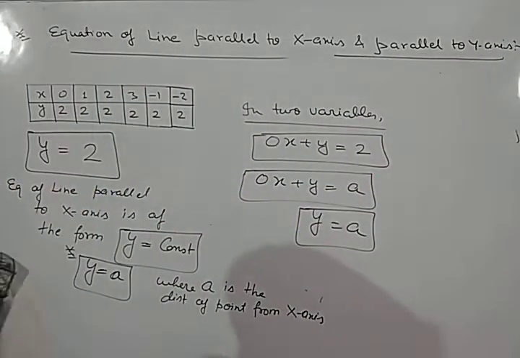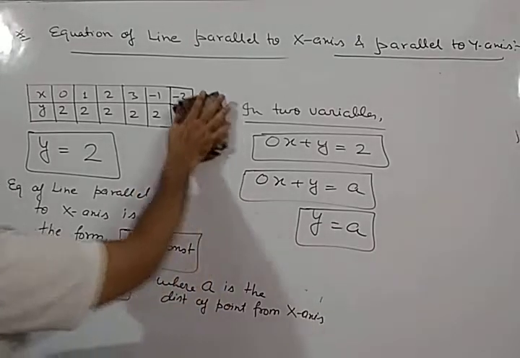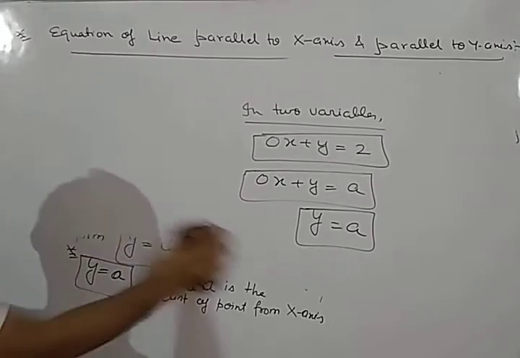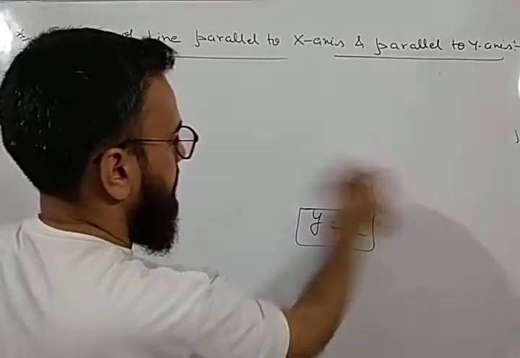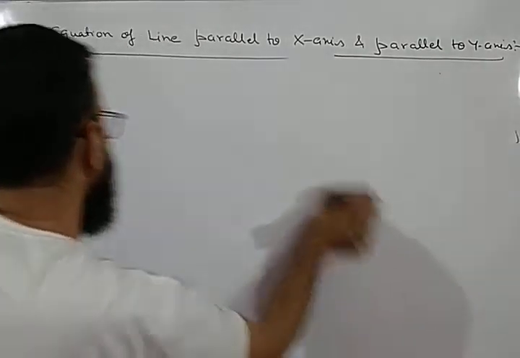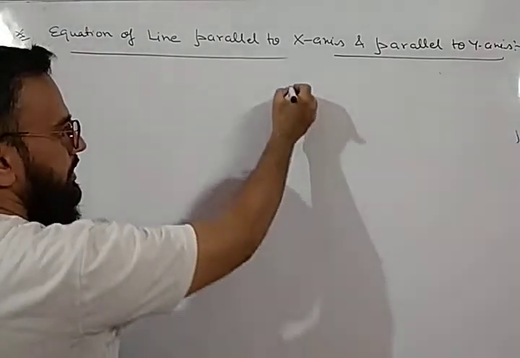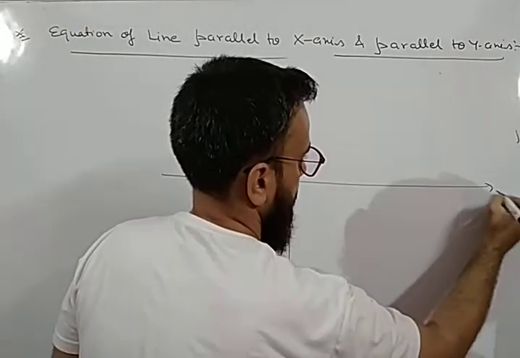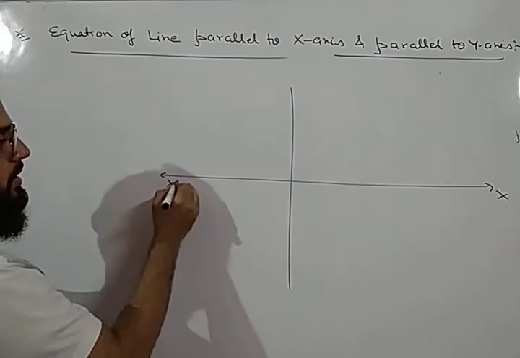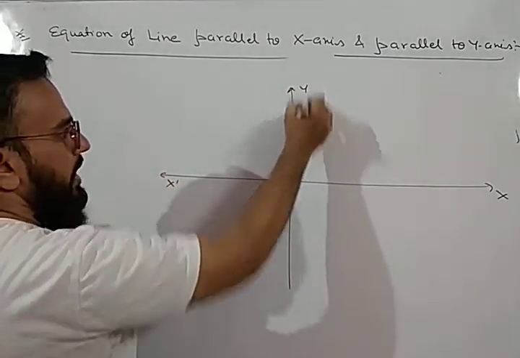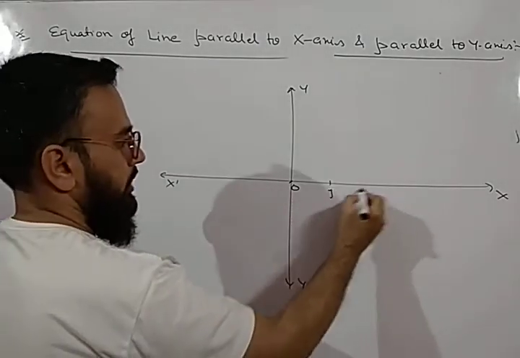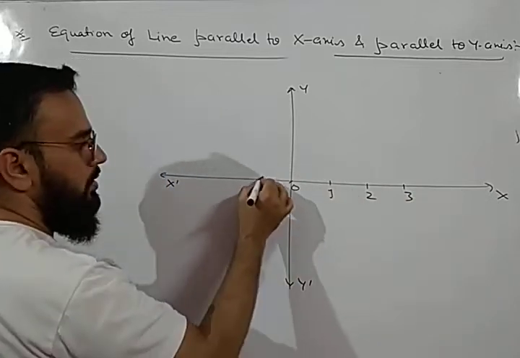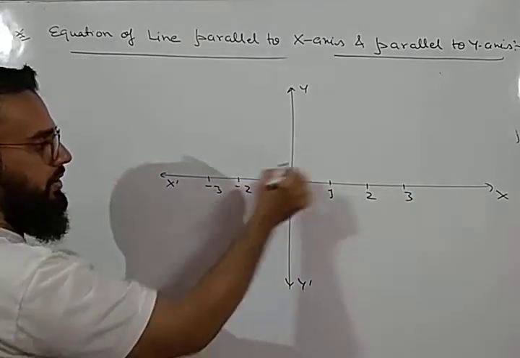Now we come to the equation of a line which is parallel to the y-axis. Again, let us take another example. Any line which is parallel to the y-axis. So again, let us consider this is our coordinate axes: the x-axis, the negative x-axis, the origin, the y-axis, and the negative y-axis. This is point 1, 2, 3, and so on. Minus 1, minus 2, minus 3.